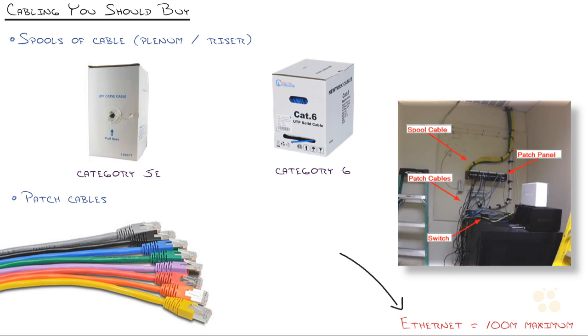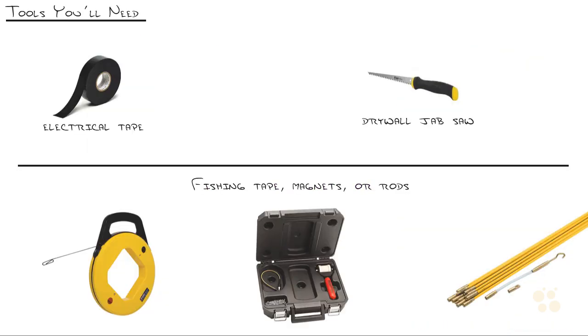So let me take this last moment to scope in exactly what we're focused on. Patch panel, patch cables, switch, that'll all come later. Our goal right now is to take the cable from here at the MDF and run it to the various parts of the building that we need. The tools we'll need to do this are simple. Electrical tape, a drywall jab saw, which is probably one of the best named tools ever.